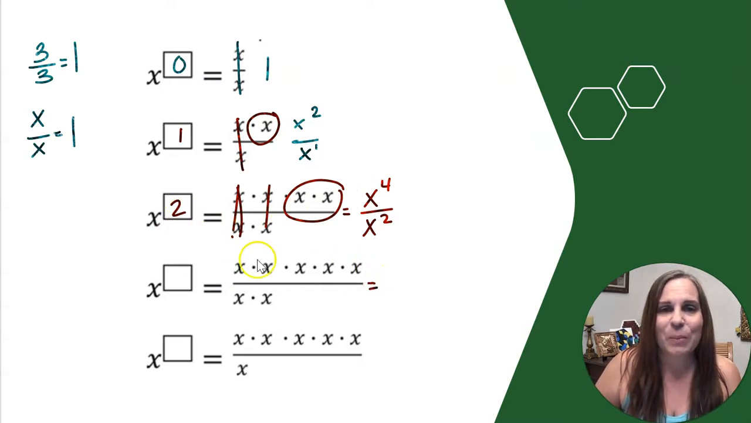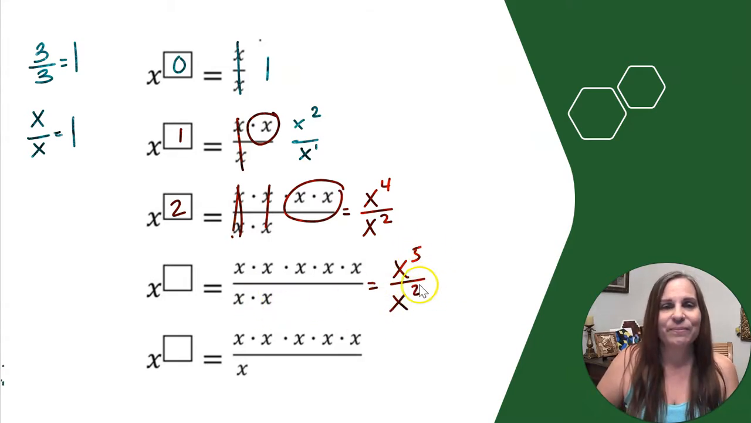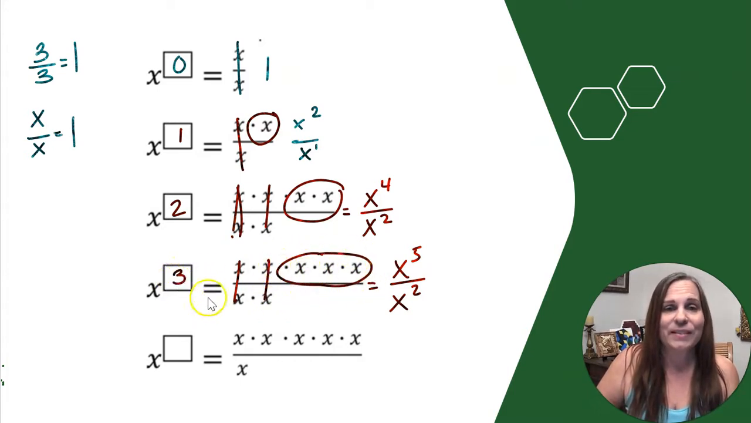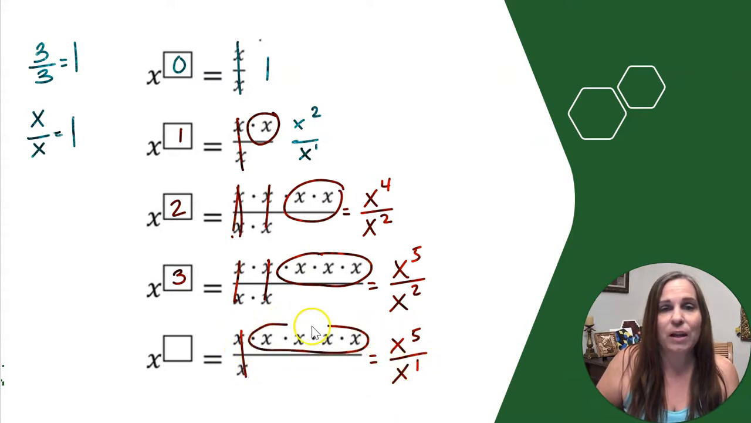Let's look at this one. 1, 2, 3, 4, 5 on top, and 2 on the bottom. So if I cancel these out, I'm left with just the 3 on top. And then the last one we've got here, there are 5 x's again on top and 1 on the bottom. So I cancel that pair and I've got 4 left on top.